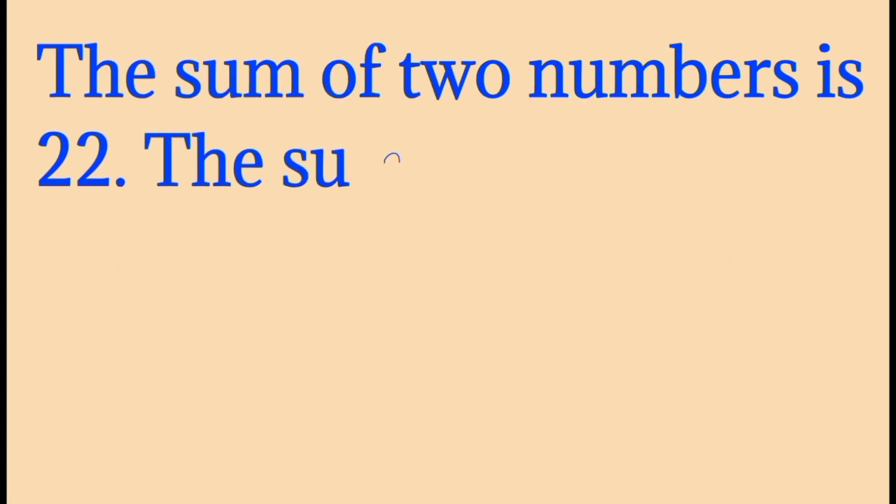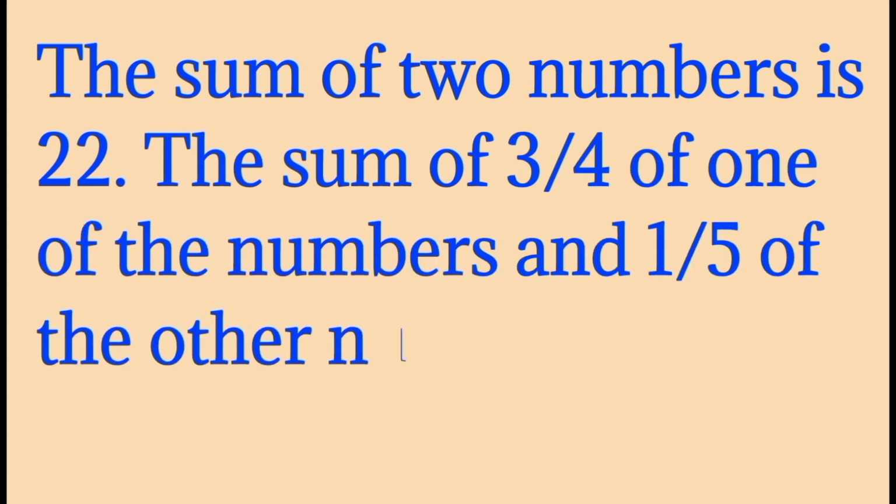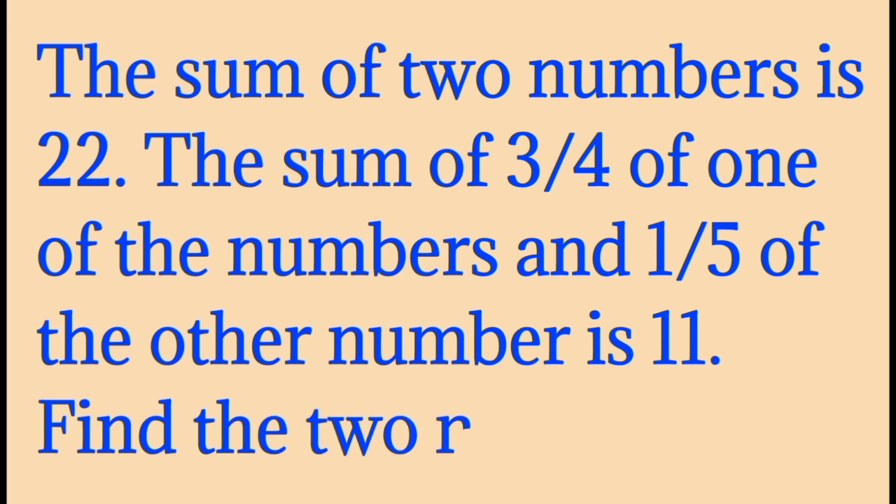So the next example we are looking at here is a bit complex, and it says the sum of two numbers is 22. The sum of 3 over 4 of one of the numbers and 1 over 5 of the other number is 11. Find the two numbers. Normally, you solve this question using simultaneous equation, but in this very example, we are going to solve it without using any of the simultaneous equation techniques.